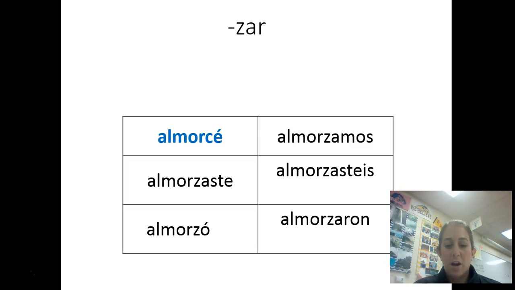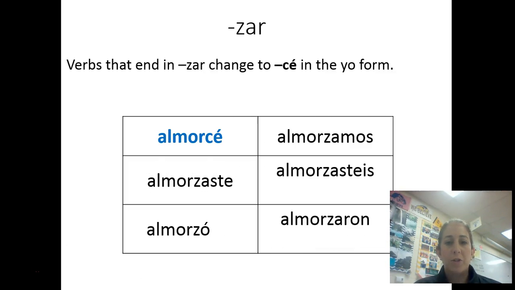And then finally, our ZAR verbs change to CE in the yo form. And an example is almorzar. And before I talk about those conjugations of almorzar, this is a great example of the difference between the present tense and the preterite tense.